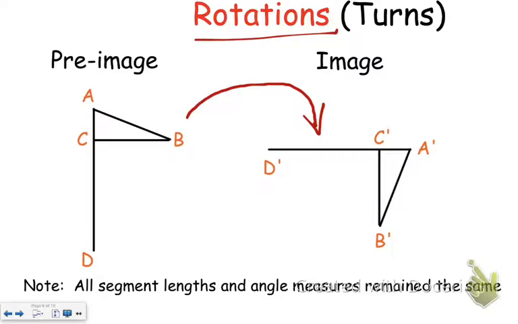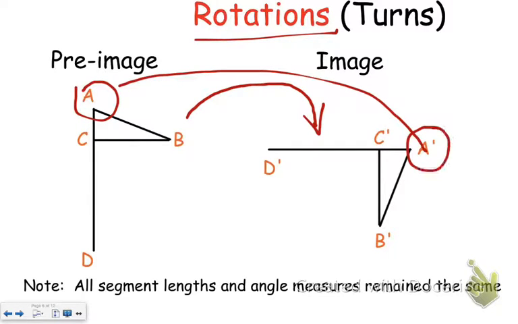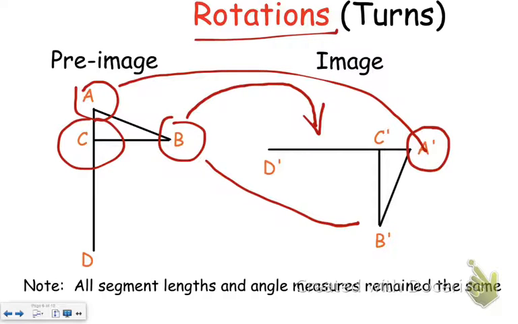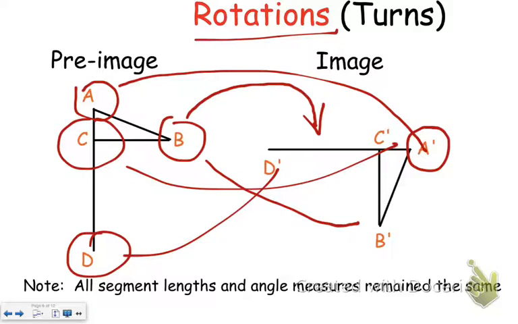So for now, all we need to know is that a rotation turns an image, and once again, we are notating the location of the new points using our primes, A to A prime, B to B prime, C to C prime, and D to D prime. You don't need to draw all these arrows on your handout. I'm just showing you that each point on your pre-image or your original image has to match to the new location of your new image.